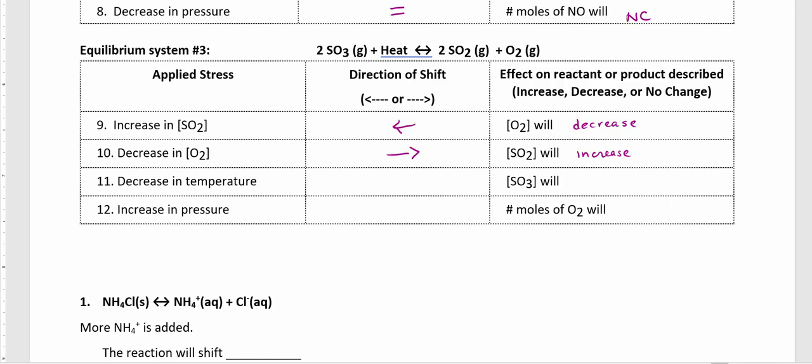If we decrease the temperature, then we will shift towards the reactants. We will shift to the left in order to replace that heat, and SO3 will increase as well.